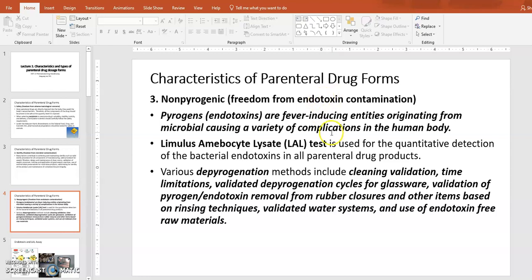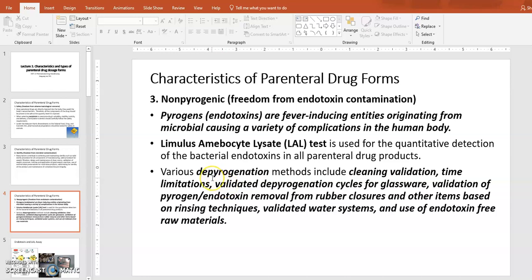Again, pyrogens and endotoxins are fever-inducing entities. That should not be there in your injectable drug. So how do you measure the presence or absence of endotoxin? The LAL assay is the test method. We talked about it.